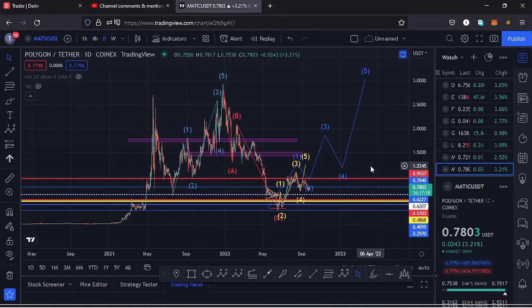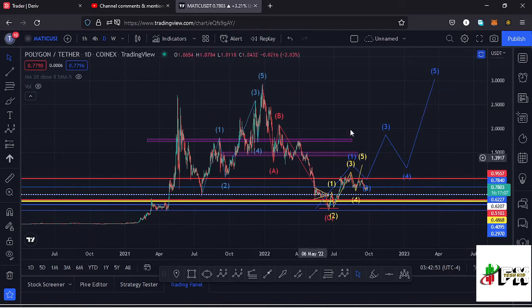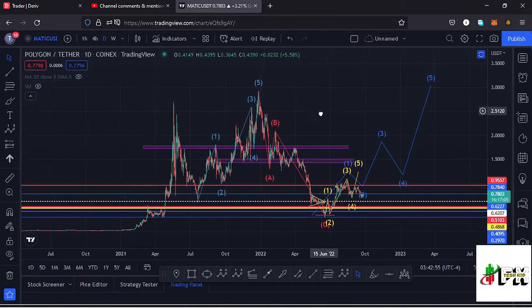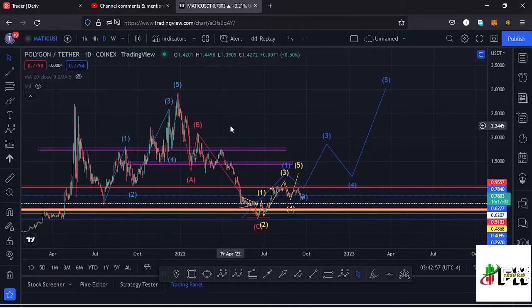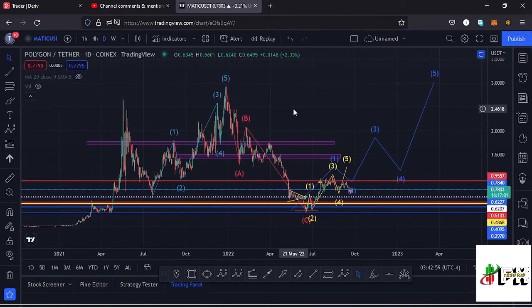I'll be giving you a price prediction update on Polygon Matic, whose current price stands at the $0.7803 mark, and here on TradingView the market is up by 3.21%. In this video I want to give you the key scenarios that I expect to play out, basing my analysis on the Elliott waves and the Fibonaccis, and also the key areas of support and resistance.